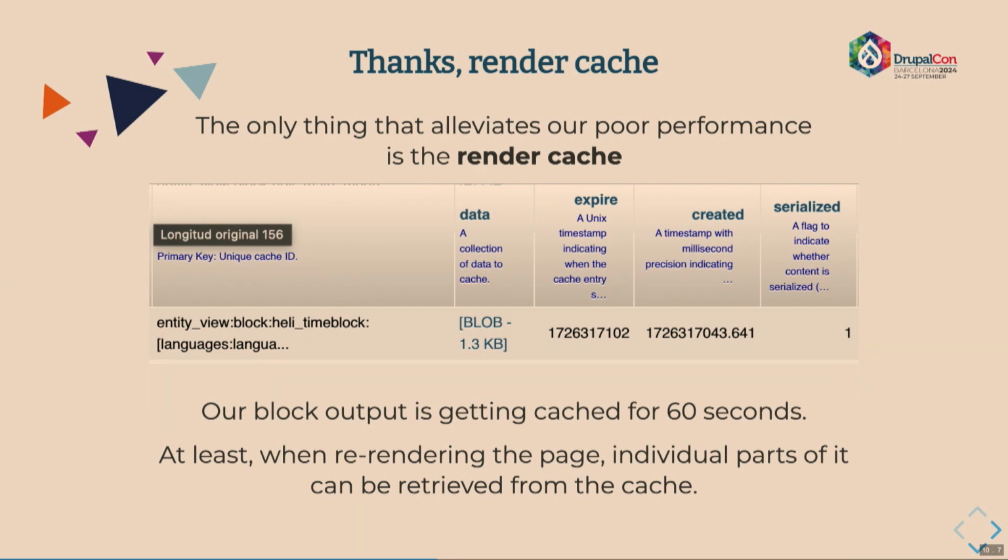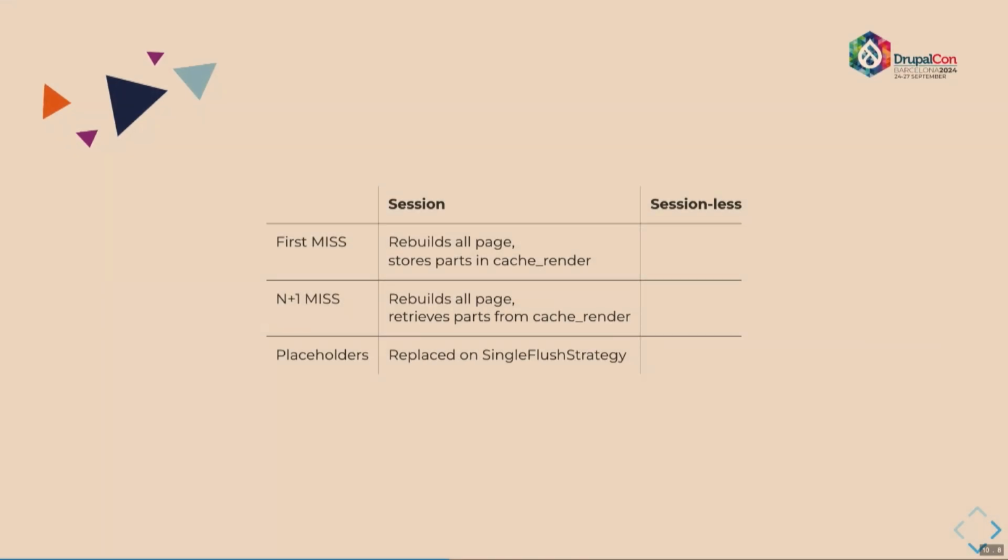So at least on the second miss of the page, because it's always a miss, but the second time at least it will rescue the cached block from here. But this is not very useful, okay? And there is no difference between session and sessionless users. I won't be talking about logged in anonymous users, because an anonymous user can have a session, for example, if you have a cart on an e-commerce site.